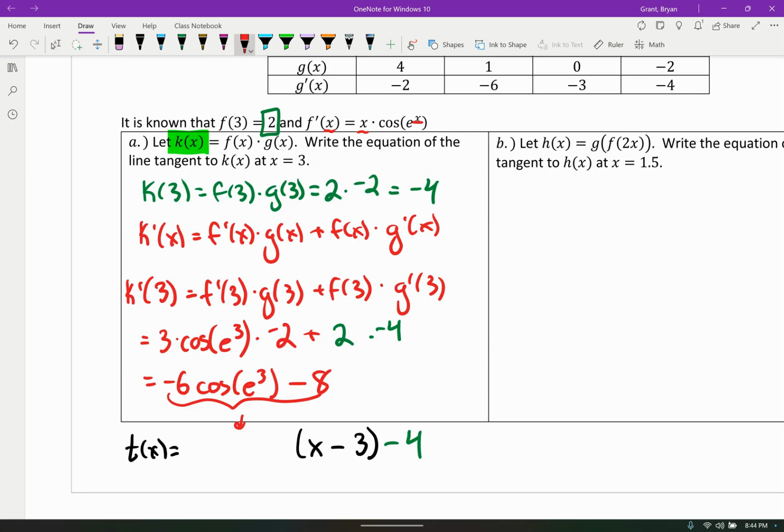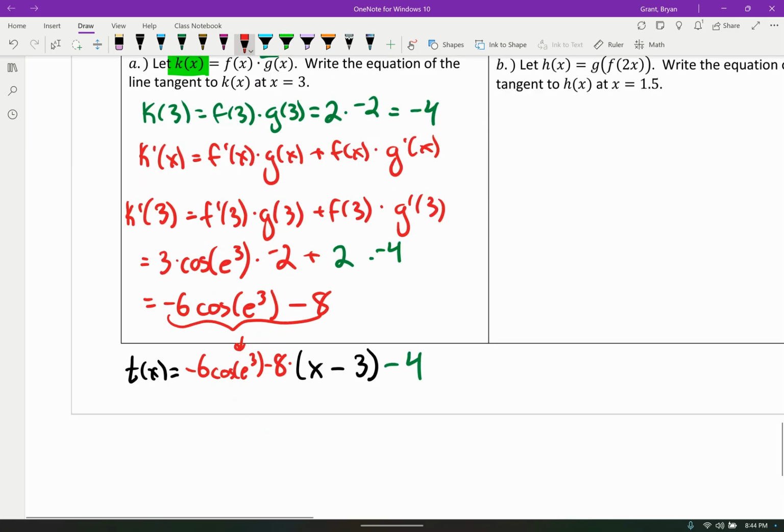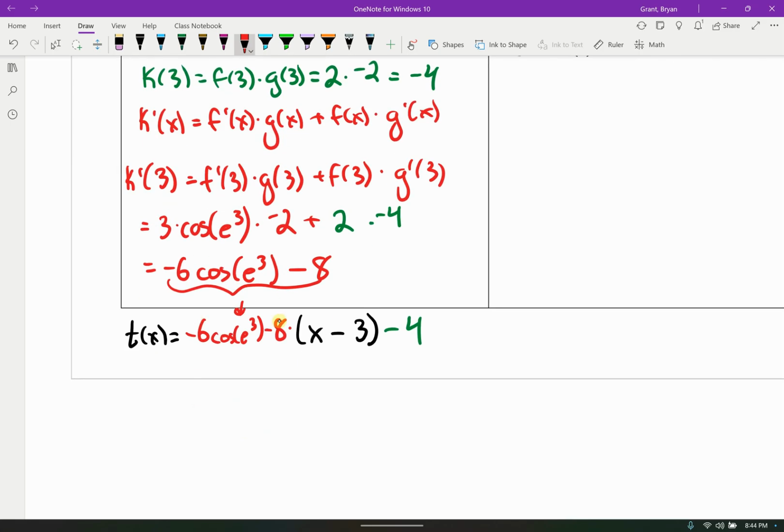It's going to be negative 6 cosine of e cubed minus 8. But if you write it like that, you will not get full points. Because what you've said right here is the only thing multiplying by the x is the negative 8. Instead, to show that this entire slope is multiplying, we do need to put it in parentheses to show whatever that number is, that's what's getting multiplied by the x minus 3.